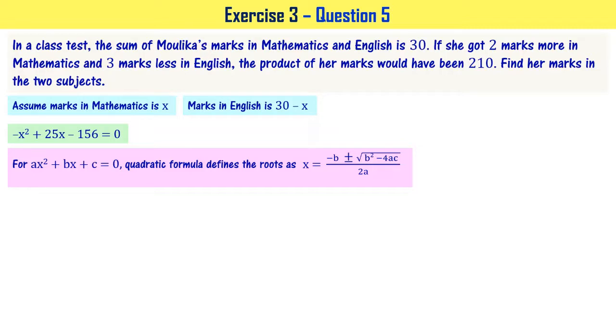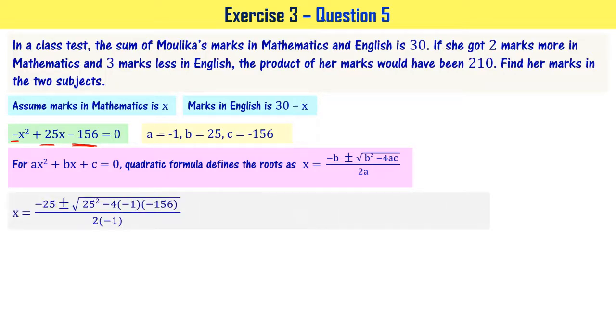For that, we have to find what are the values of a, b, and c, right? A is going to be minus 1, b equal to 25, and c equal to minus 156, right? Let's substitute these into the quadratic formula such that I can write it as minus b, that is minus 25, plus or minus square root of b square, that is 25 square, minus 4 times minus 1, that is a, times c, that is minus 156, divided by 2a, that is 2 times minus 1, right?